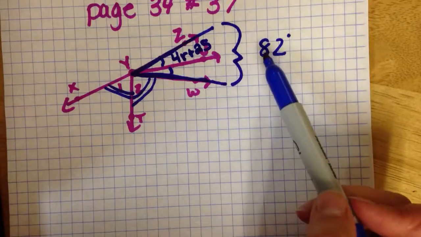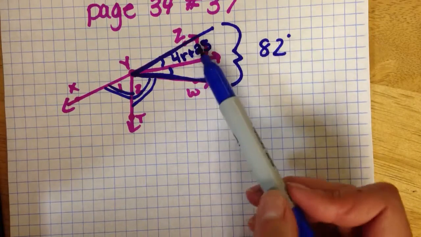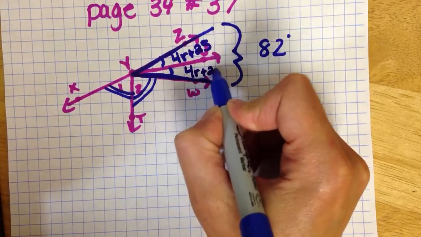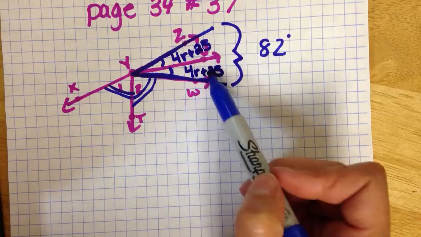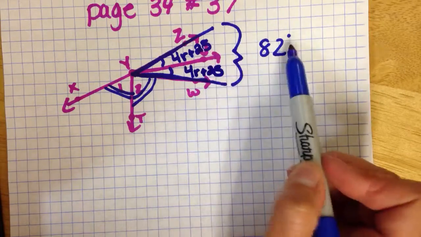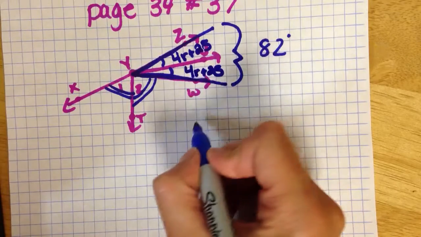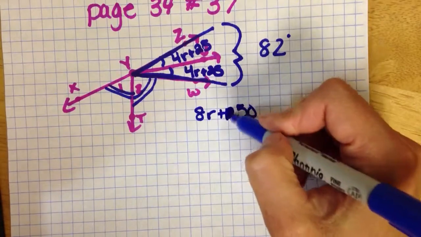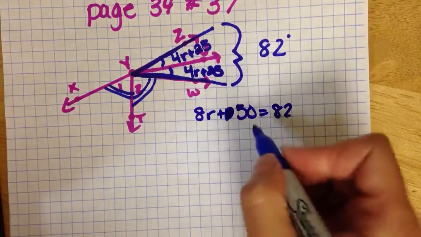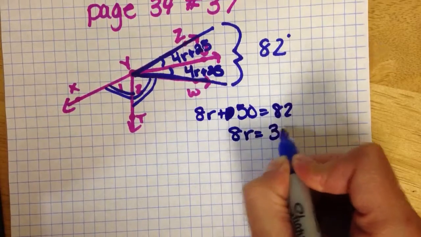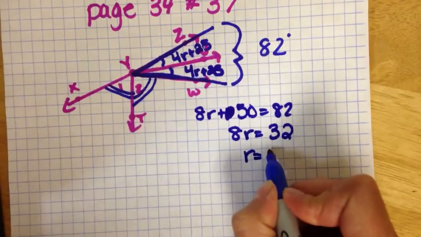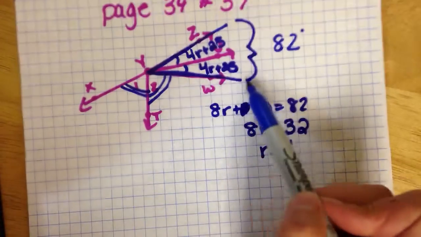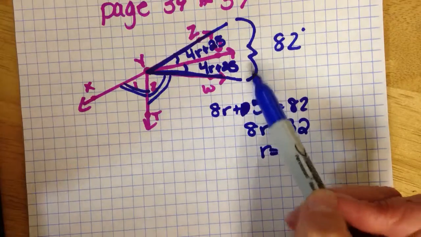The first way, which I'll probably do, is that because this is 4r plus 25, this would have to be 4r plus 25, which means the two smaller angles together have to equal the big one, which is 82. So I could combine those two smaller angles, which would give me 8r plus 50, and that's going to equal 82. So then I can subtract the 50 and divide by 8 and get that r is 4.